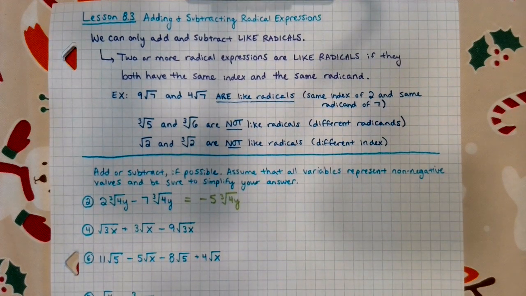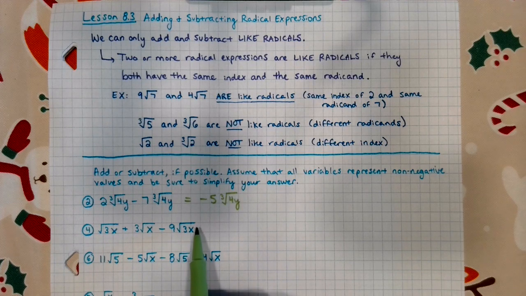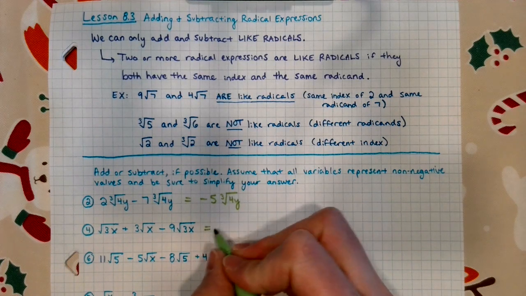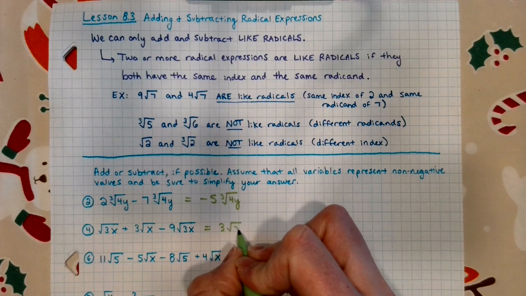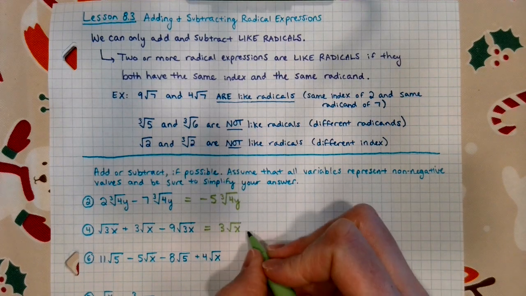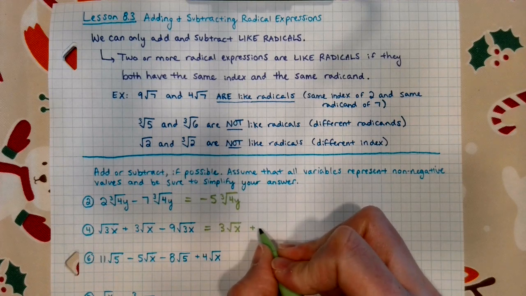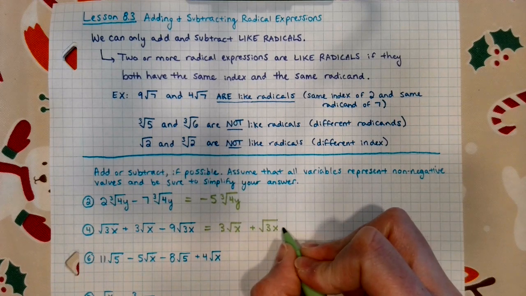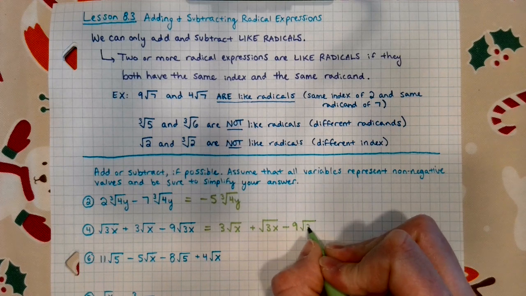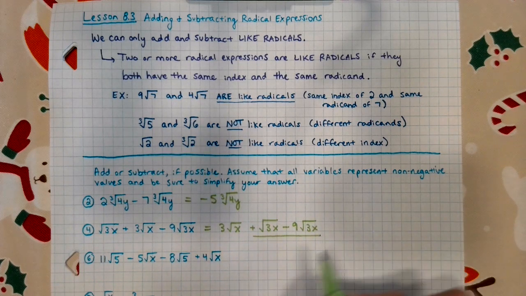For number 4, we have 3 times the square root of x, minus 9 times the square root of 3x. So not every single one of these are like radicals. So the only two that are like radicals are this one expression out front and this expression in the back here. So we could rewrite this. I'm going to rewrite the 3 square root of x out front and then have my plus square root of 3x and then minus 9 and then square root of 3x. So these two here are what we're going to be able to combine.